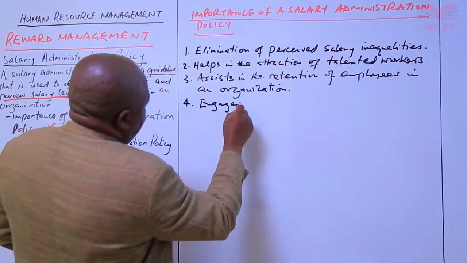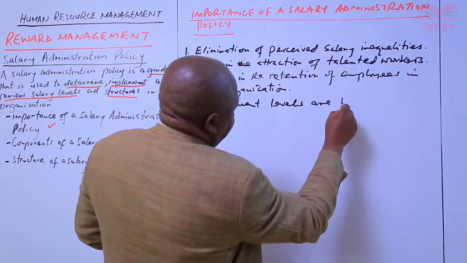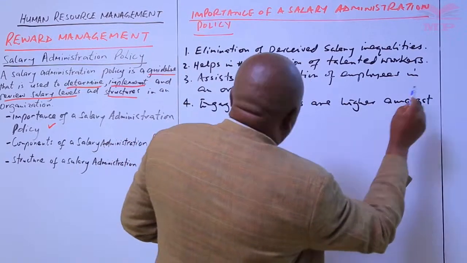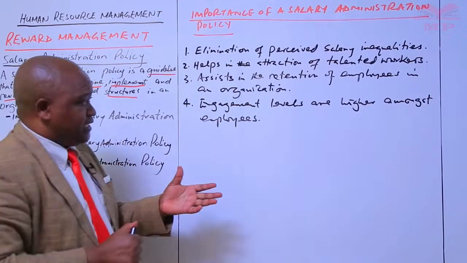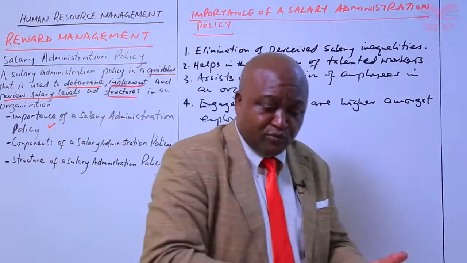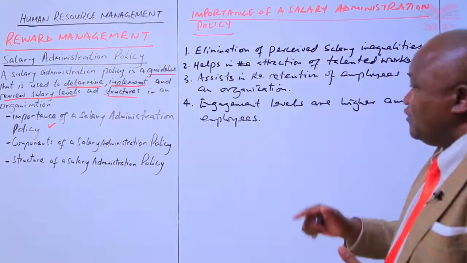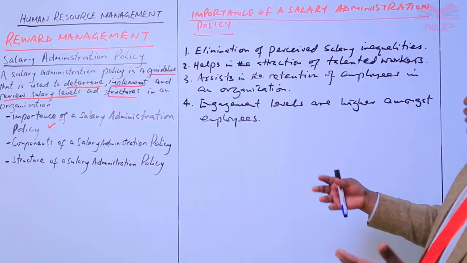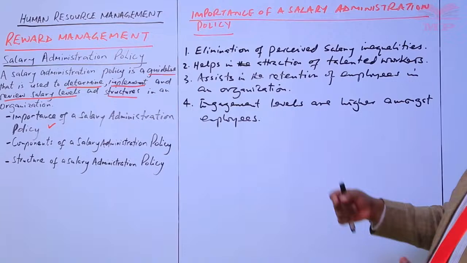Then there is the element that engagement levels are higher among staff, amongst employees. So employees in an organization that has a salary administration policy which guides in terms of, say, promotion, maybe lateral transfer, benefits and so on, those kind of employees will be engaged more in terms of their work because they know other issues like, for example, reward management are sorted by this particular salary administration policy.